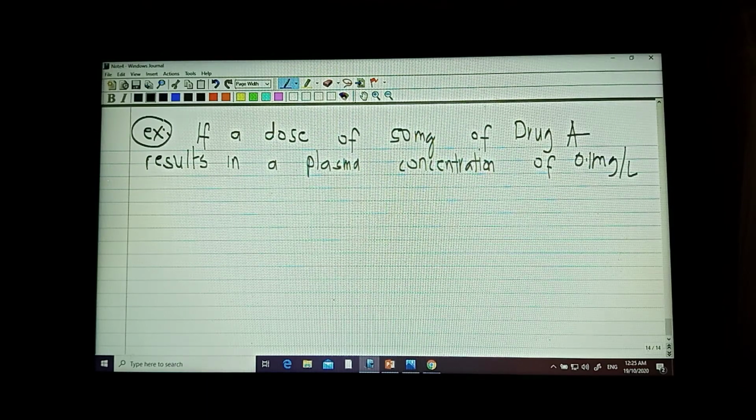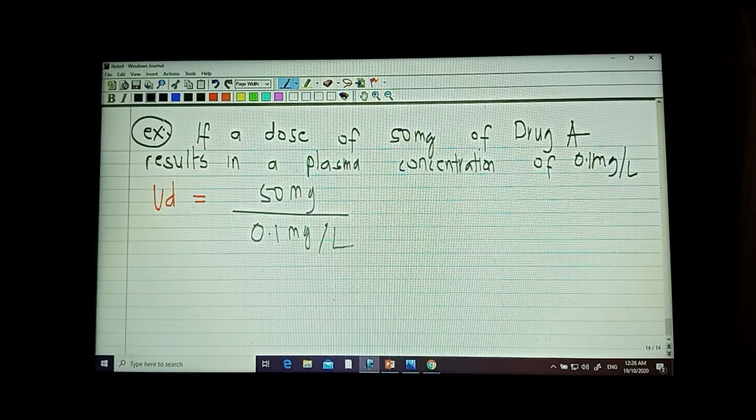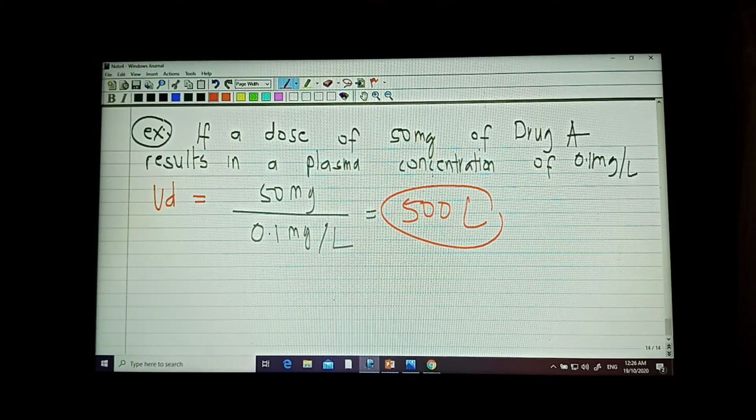Okay, so if you're going to plug that in the equation, VD is equal to, so ilan ang ating amount of drug in the body? That's 50 milligram divided by the plasma concentration, that is 0.1 milligram per liter. That will give you around 500 liters. You have to take note, class. The volume of distribution for drug A is 500 liters.